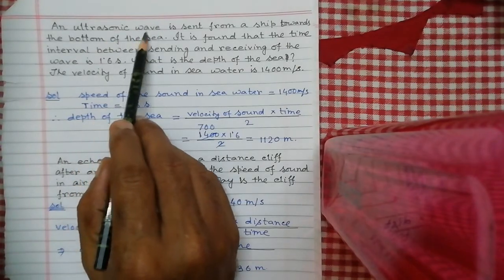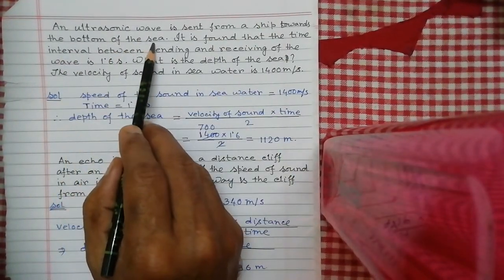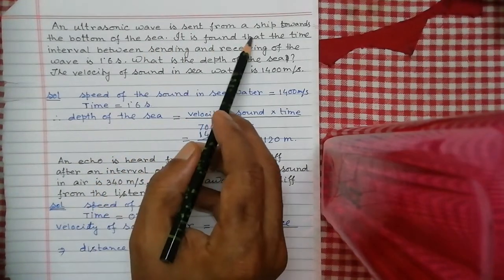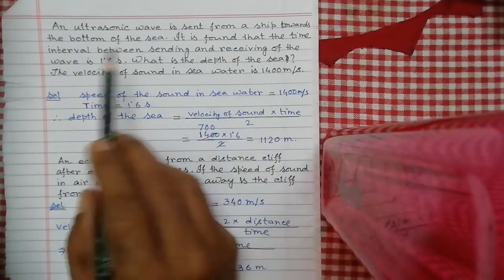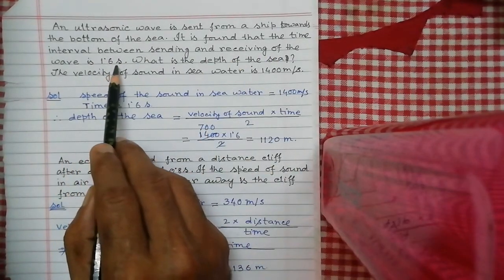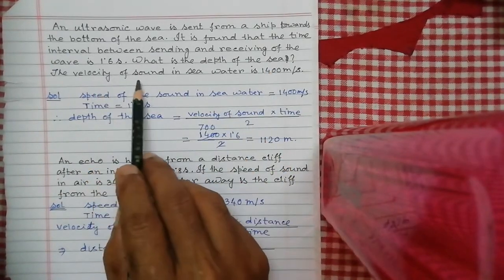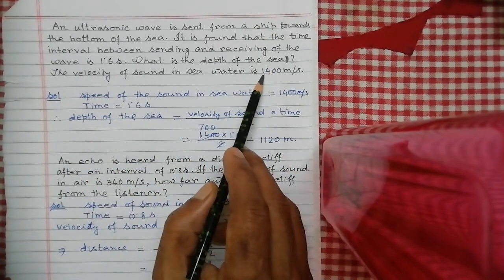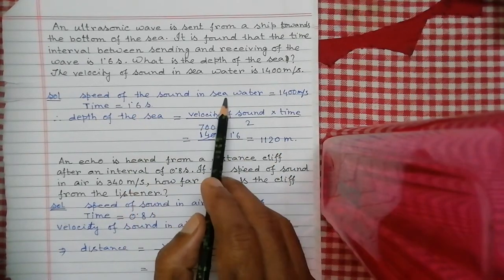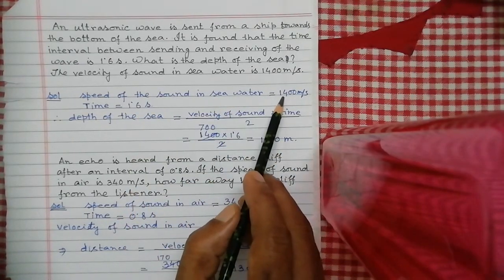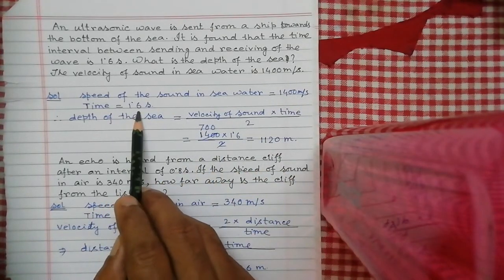An ultrasonic wave is sent from a ship towards the bottom of the sea. It is found that the time between sending and receiving of the wave is 1.6 seconds. What is the depth of the sea? Take the speed of sound in seawater as 1400 meters per second. Here the speed of sound in water is given as 1400 meters per second and time is given as 1.6 seconds.